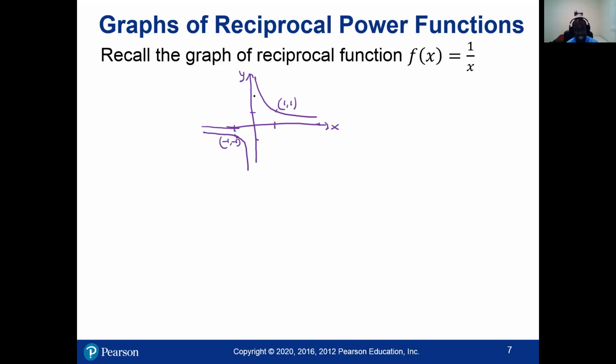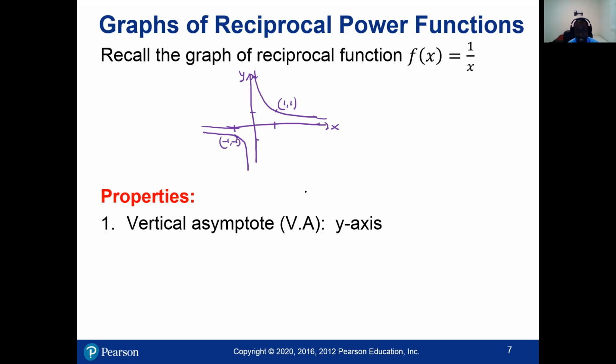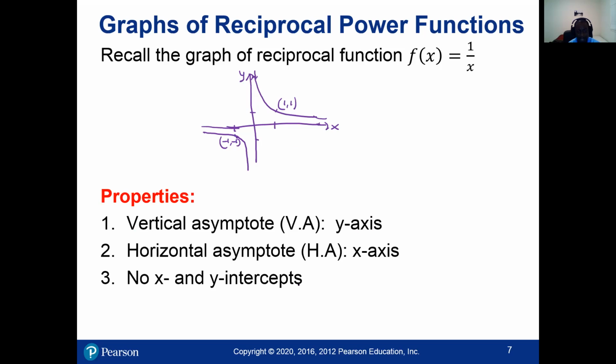Now you can see that the x and y axes are acting as what? Vertical and horizontal asymptotes. See, the graph never touches the y axis nor the x axis, but gets closer and closer to it. There are certain properties that we should know. One, the vertical asymptote is the y axis. The horizontal asymptote is the x axis. And also it has no x and y intercepts.